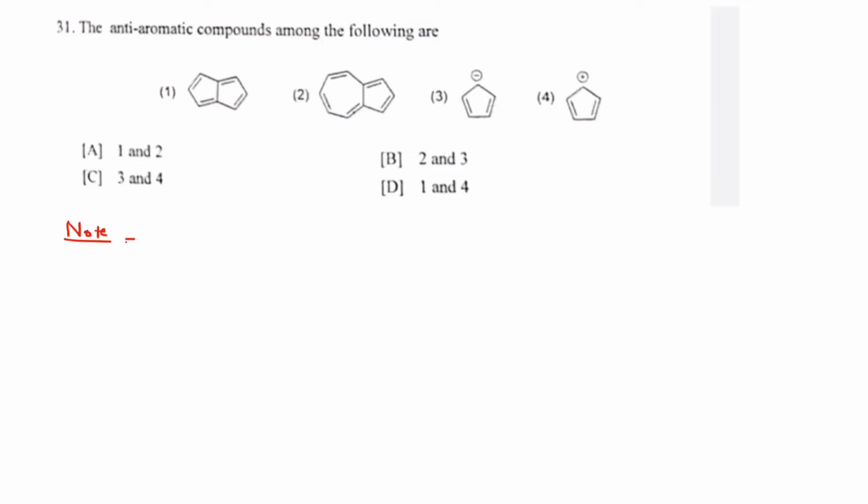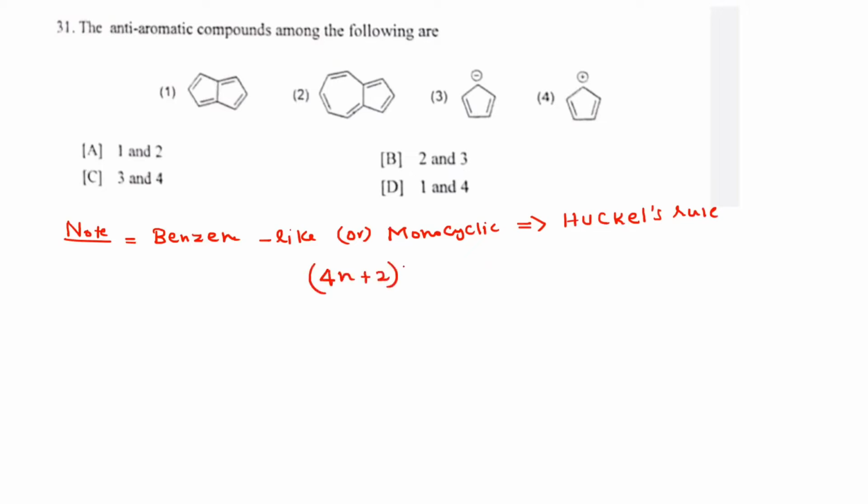Note, in the case of a benzene-like structure, or what we call a monocyclic compound, we apply Huckel's rule. What is Huckel's rule? You know very well: 4n plus 2 pi electrons should be aromatic. Then 4n pi electrons should be anti-aromatic.